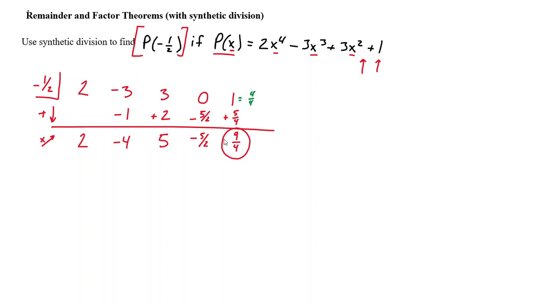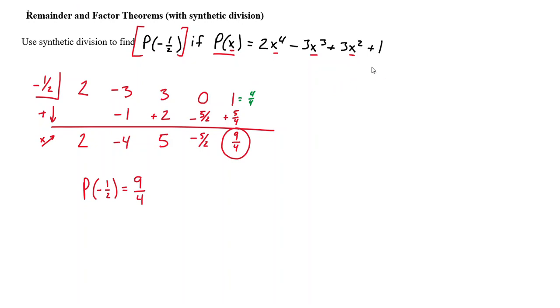That's the remainder. And the remainder theorem says that p of -1/2 is equal to just the remainder. Now, let me show you what that means. And we'll do it in green over here.